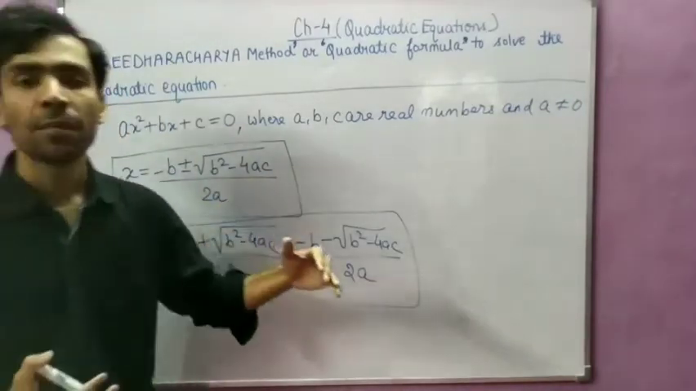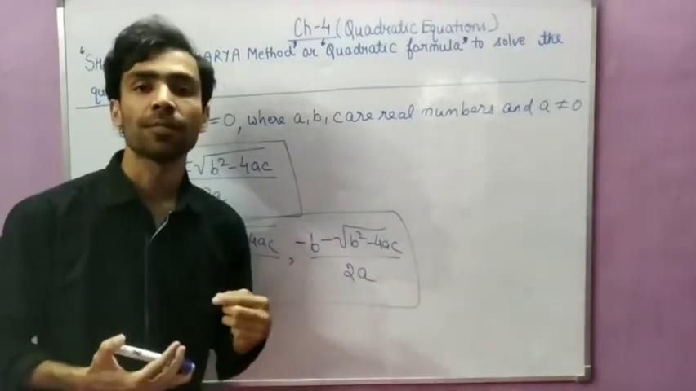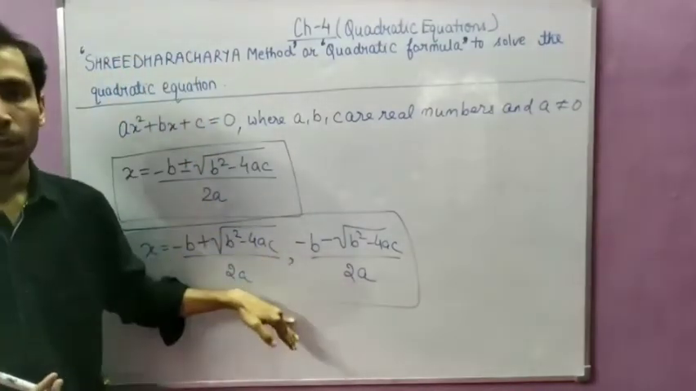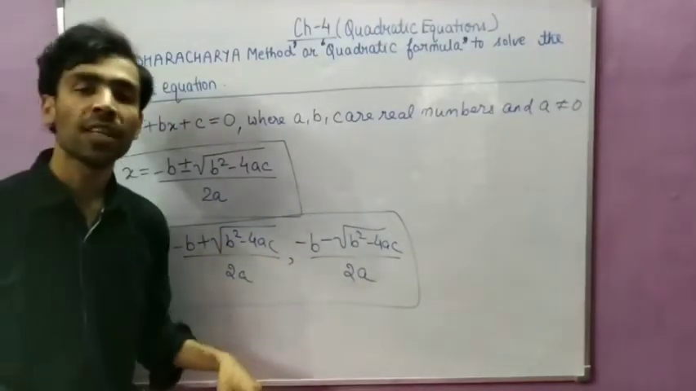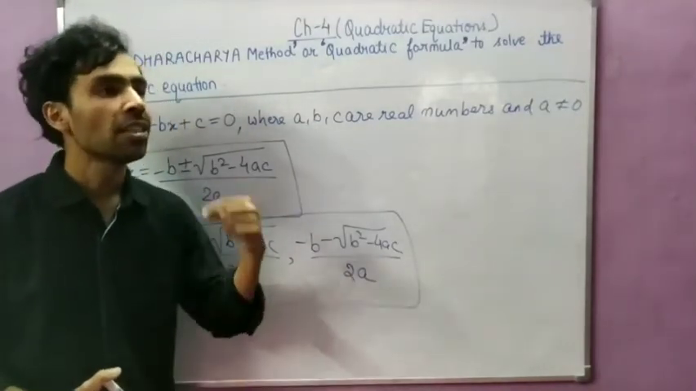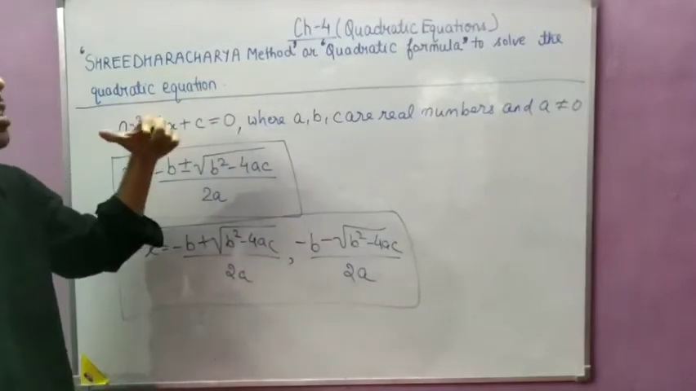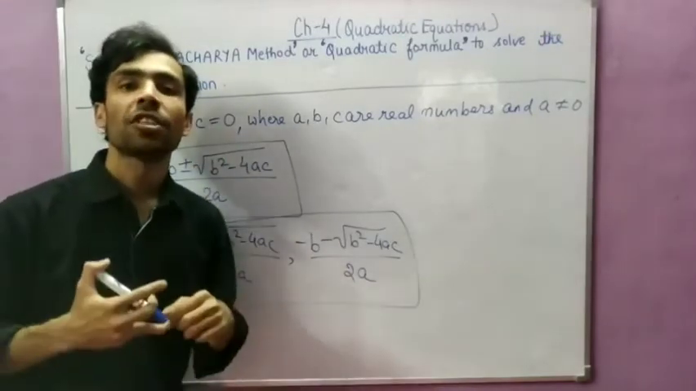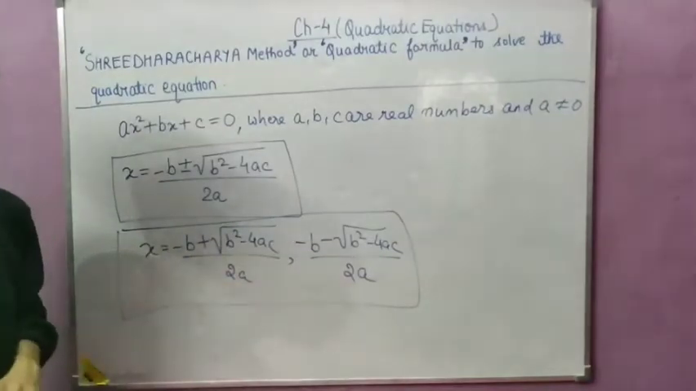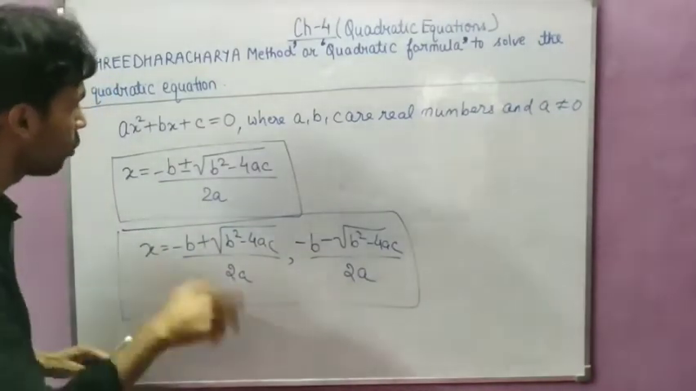This formula is given by Sridharacharya, who was known as a mathematician. So he gave this formula. That's why this formula is also known as the quadratic formula, because it is applied to quadratic equations, and this formula is given by Sridharacharya. That's why this method is also known as the Sridharacharya method. Okay, so you have to remember this point. So note down this.